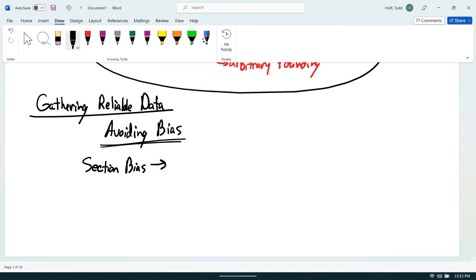So selection bias is one of the more common ones in sampling. It's where the process of choosing the sample excludes some of the population. The process of selecting the sample, that's where the selection bias comes in, excludes part of the population.